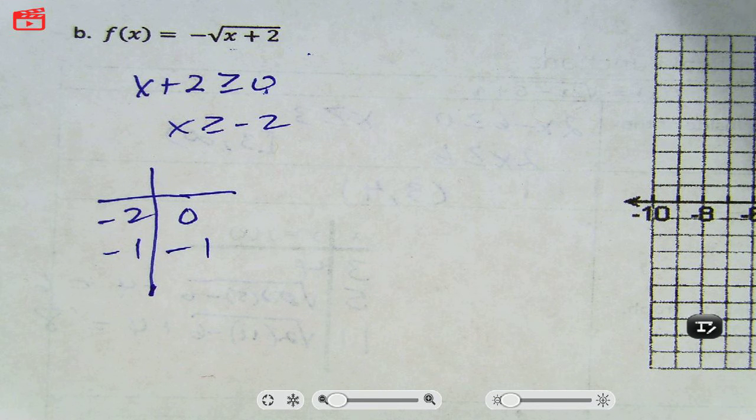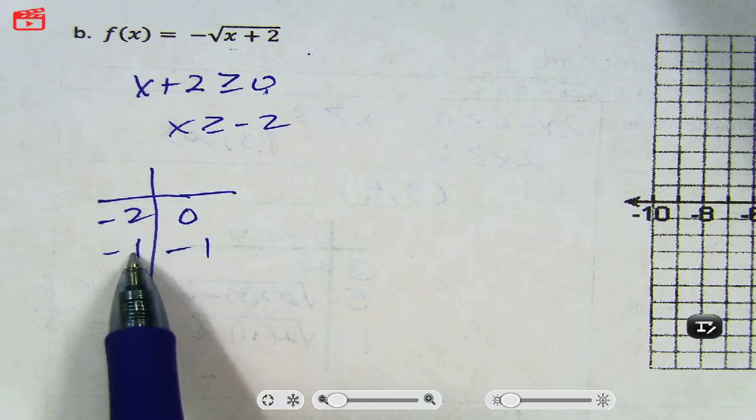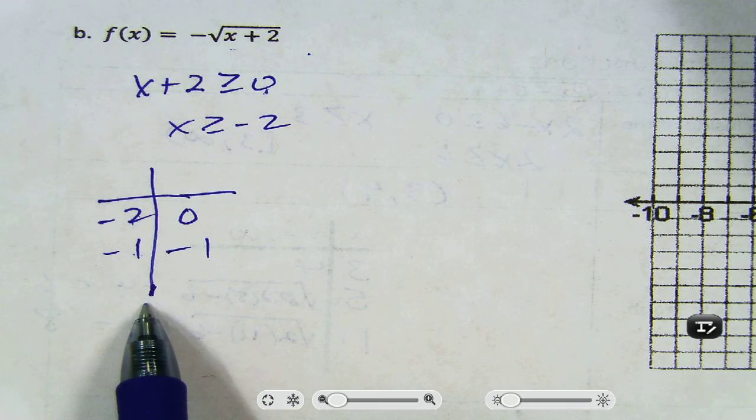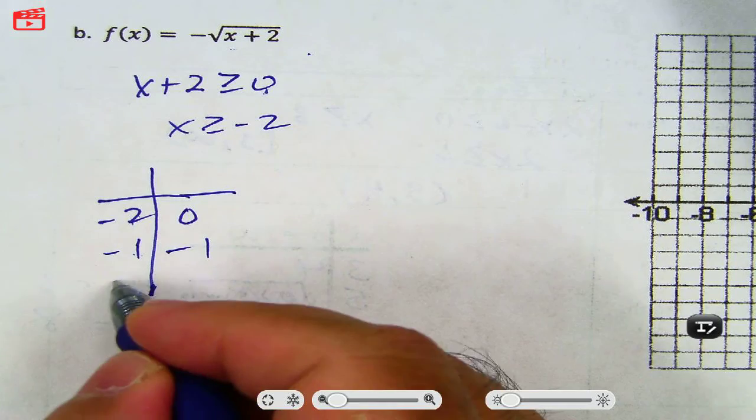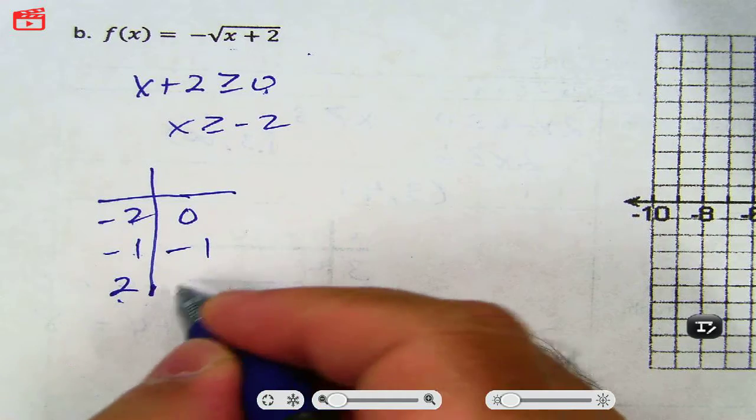And then, what's the next one? Add 3. To get from negative 2 to negative 1, it was 1. To get from this one to the next one, you want to add 3. So that's going to be positive 2. Negative 1 plus 3 is positive 2. And then 2 plus 2 is 4. Square root of 4 is 2, and then take the opposite of that, and you get negative 2.